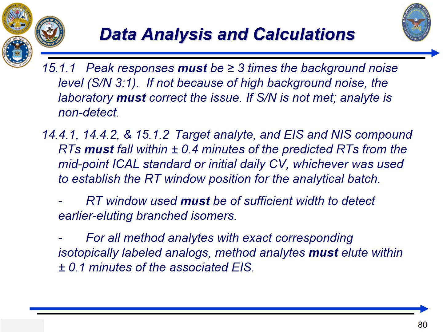In addition, for method analytes with exact corresponding isotopically labeled analogs, so that means the 24 out of the 40 PFAS analytes, the method analytes must elute within 0.1 minutes of their associated EIS. The retention time window width must be wide enough to encompass all isomers of that analyte for those analytes whose quantitation include their branched isomers as well as their linear isomer.